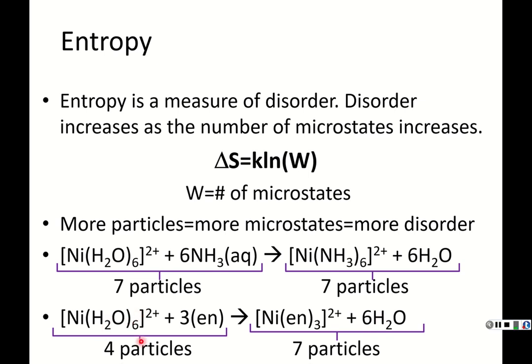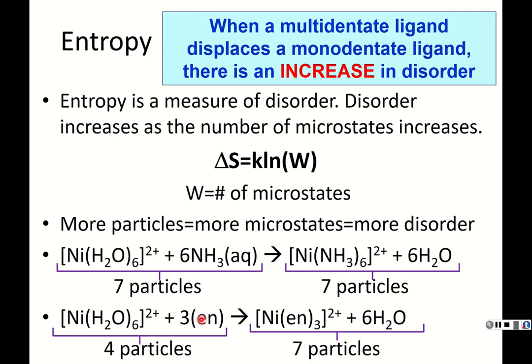So it's the freeing of those 6 water molecules that gives us an increase in the particles by doing this reaction. So that's where the increase in entropy is coming from for this reaction. So that's what's making this have a more negative delta G. So just as a general rule, multidentate ligands displace monodentate ligands. There's going to be an increase in disorder, and that's the definition of the chelate effect.